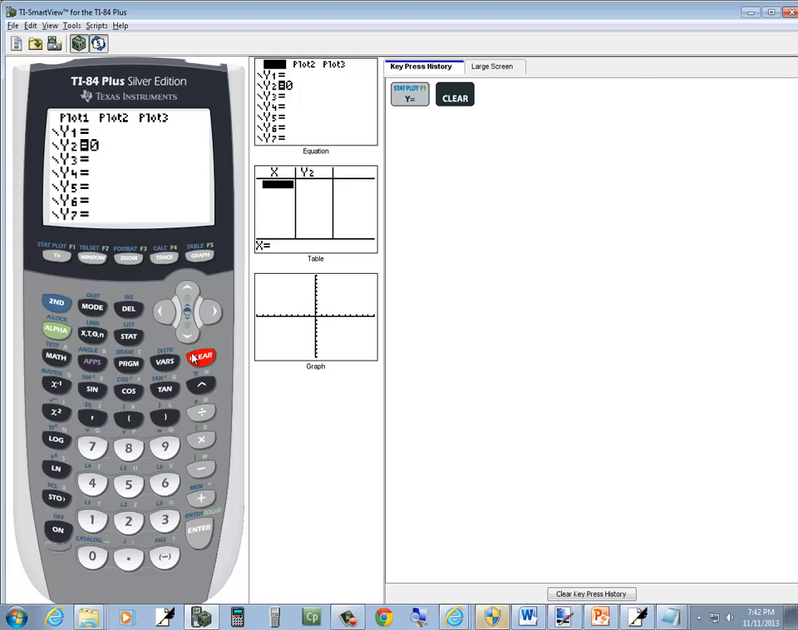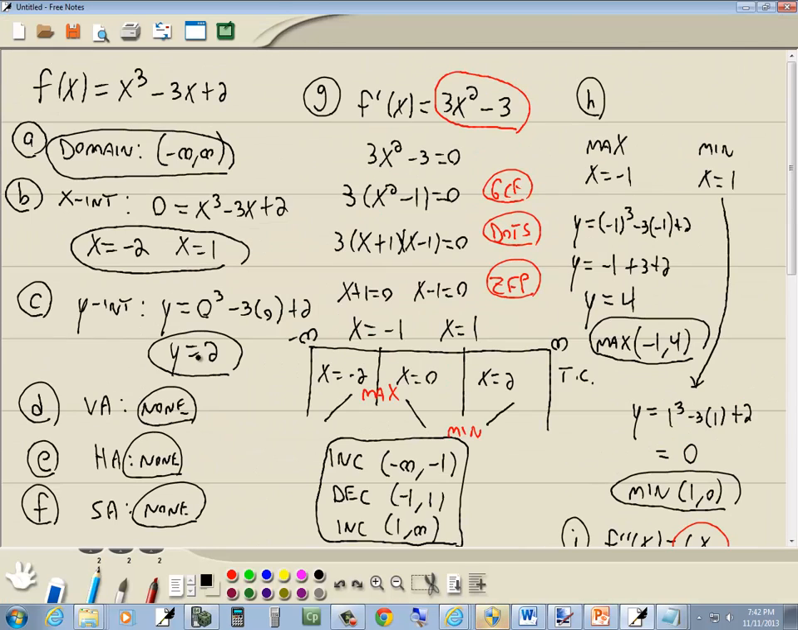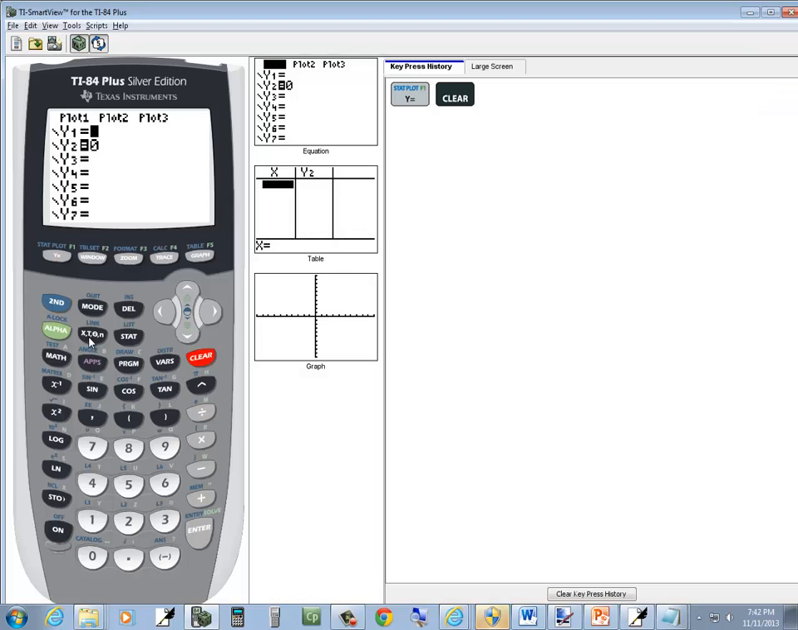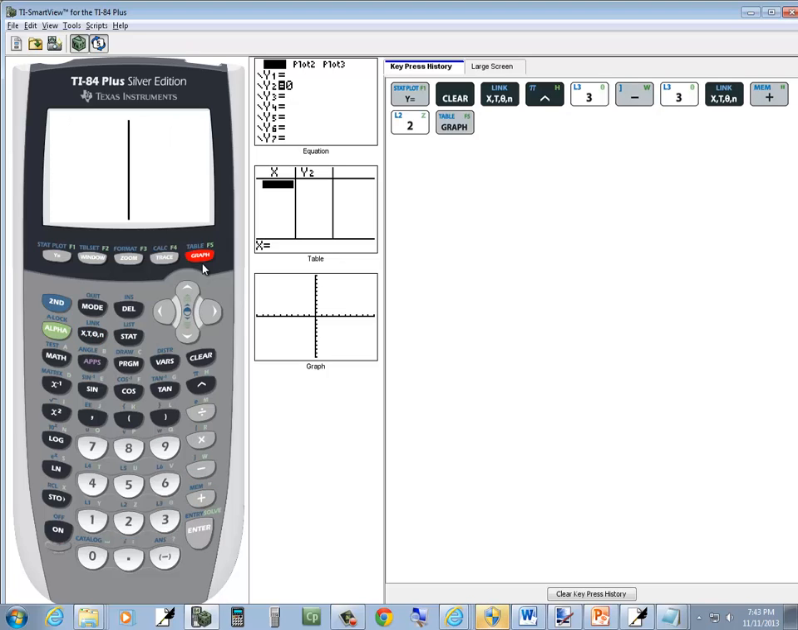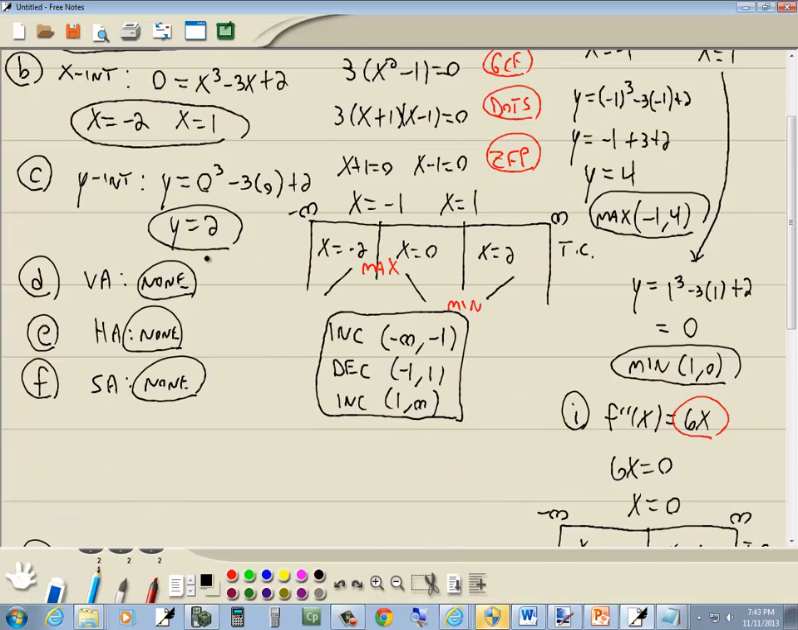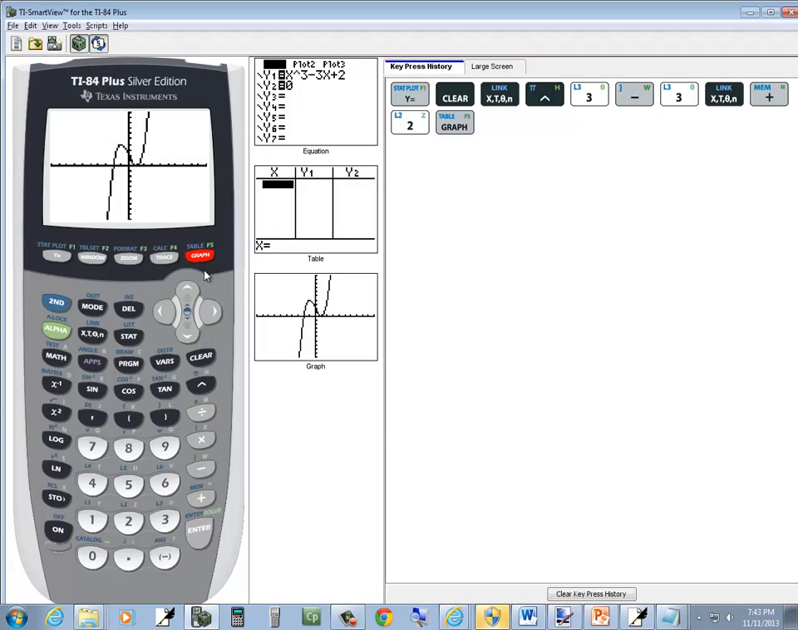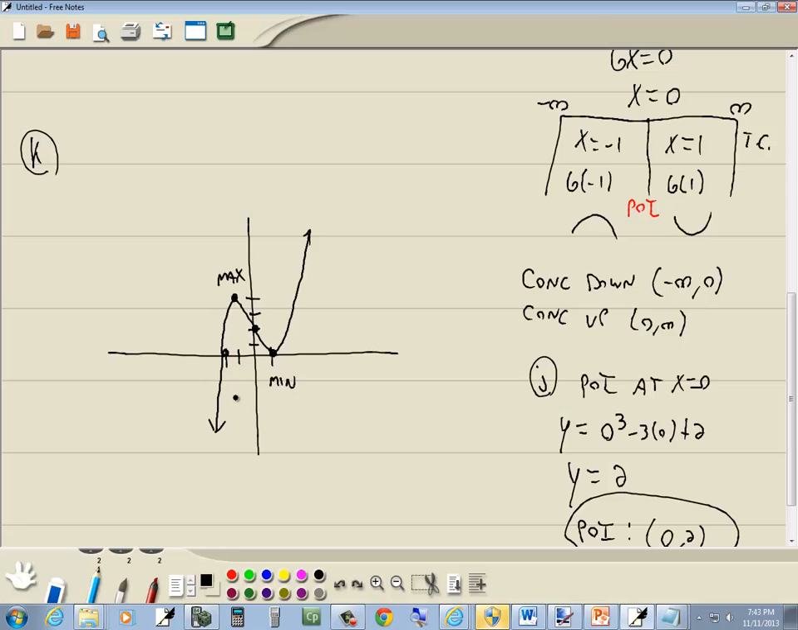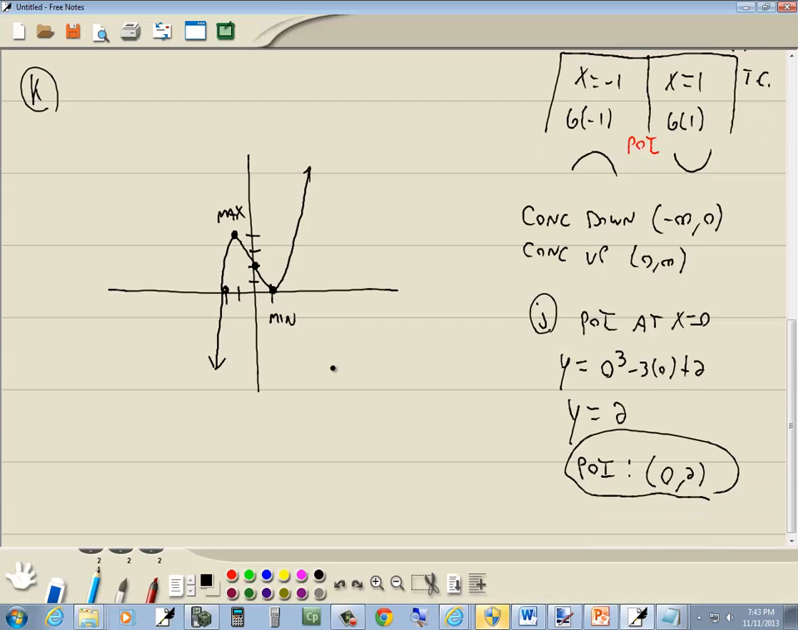Okay, so I'll go to y equals, press clear. And I got x to the third, so I do x caret 3 minus 3x plus 2, and then graph. You'll see a much better picture there than what I came up with down there. Mine's a little bit too straight in the lines, but it's as good as I'm going to do by hand. So those are our answers.